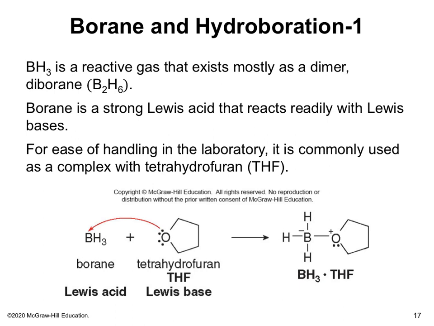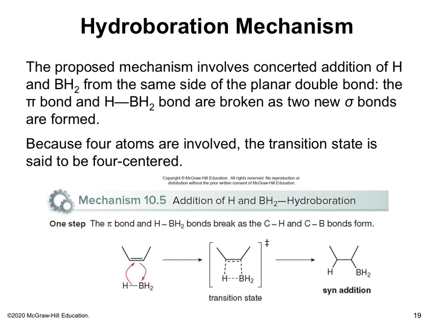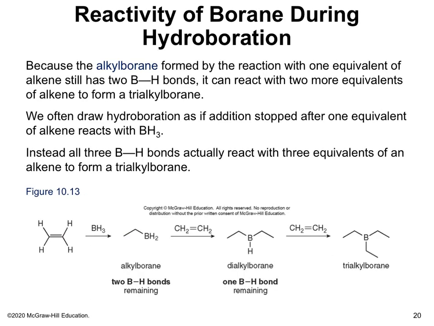Okay, you've already seen these slides. This is how you get the boron and the THF, and you make the alkyl borane. And this is showing you the mechanism, that this is concerted. So the bonds are being made and broken at the same time. That's how you get syn addition. That means they're added on the same side. So I would like to see that they're all dashes or all wedges.